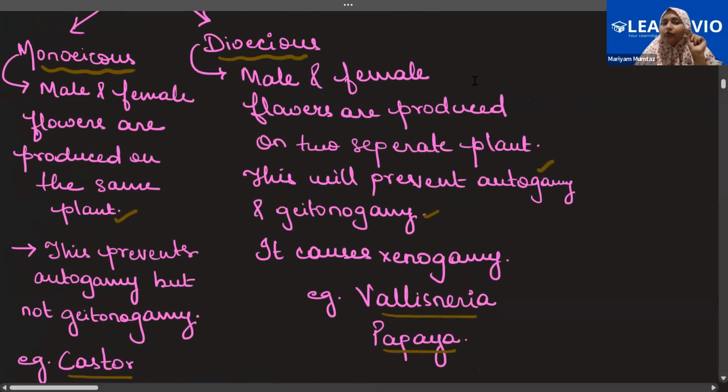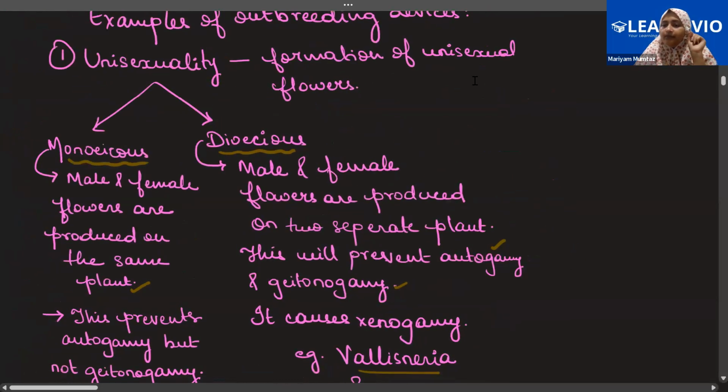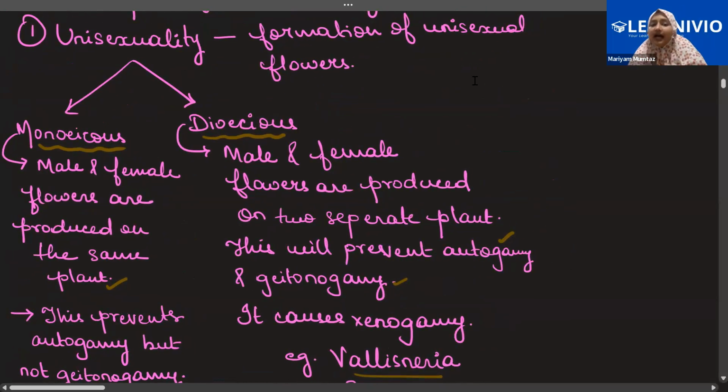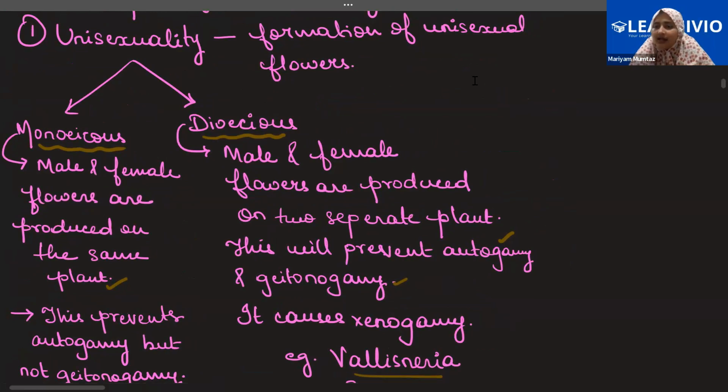So the first outbreeding device is clear to you people? Now, if I say monoecious or if I say dioecious, I mean unisexuality only, right? Because the male and the female flowers are different, whether on a different plant or on the same plant. So unisexuality is clear to everyone?